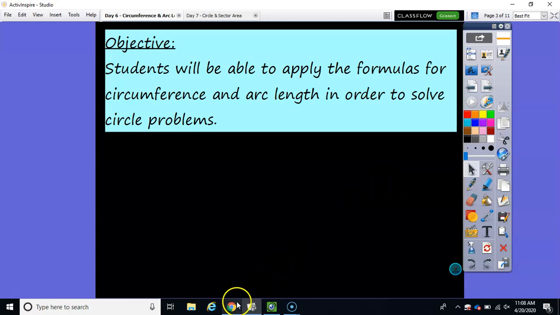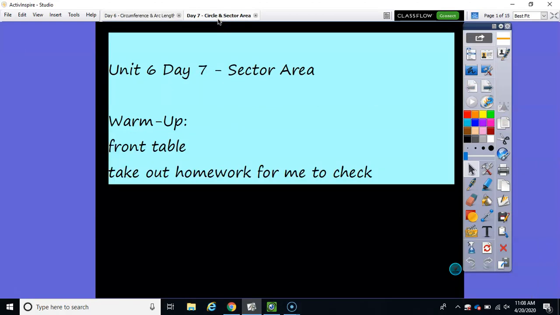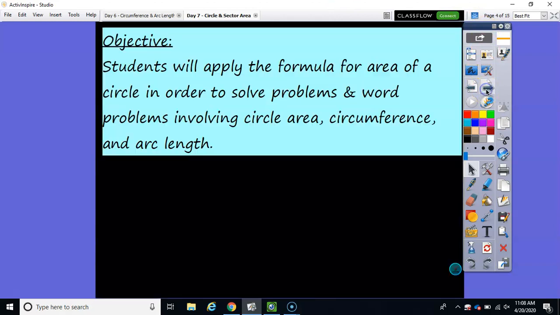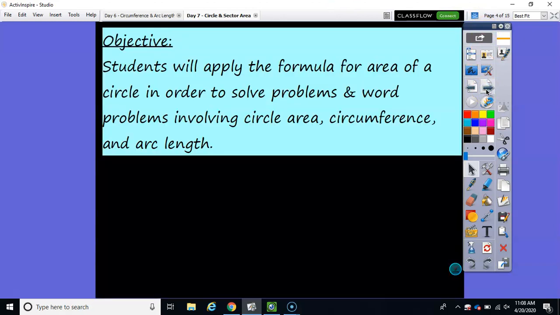Our other lesson will be on circle and sector area. So the first one's kind of like finding the perimeter of a circle or the length of just one segment of the perimeter of a circle. The other one is more about area, finding circle area and sector area. So that objective will be to apply a formula for area of a circle in order to solve problems and word problems involving circle area, circumference, and arc length. So those are our objectives for this week, week 6.